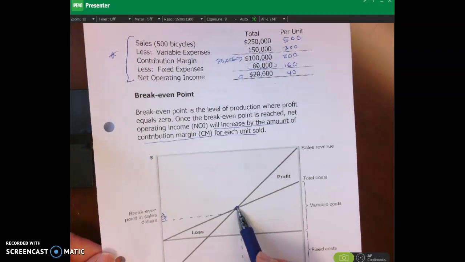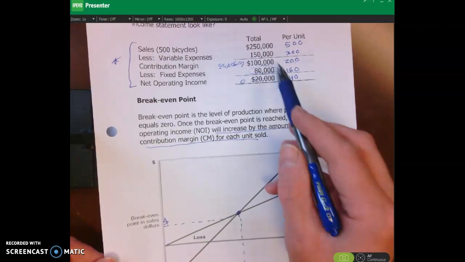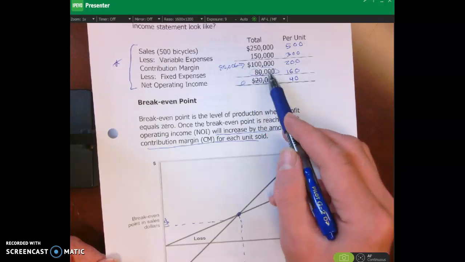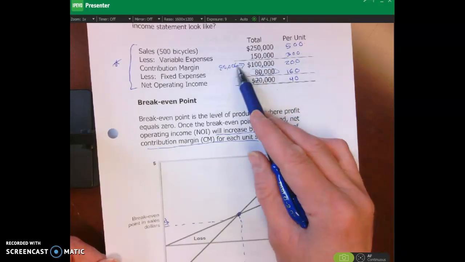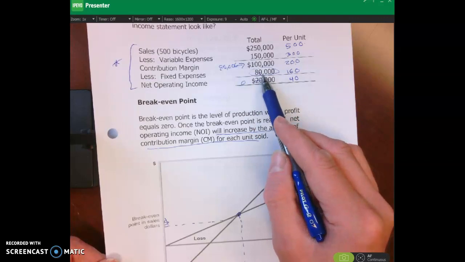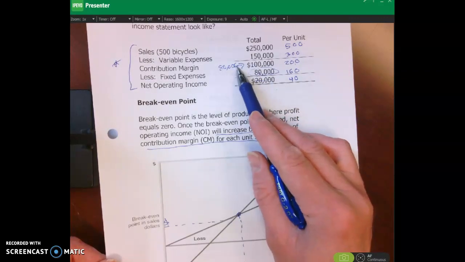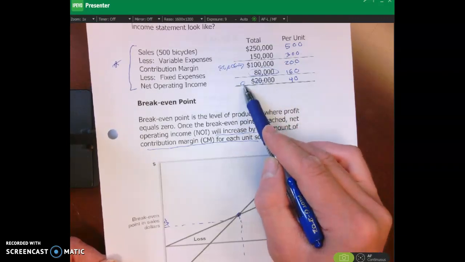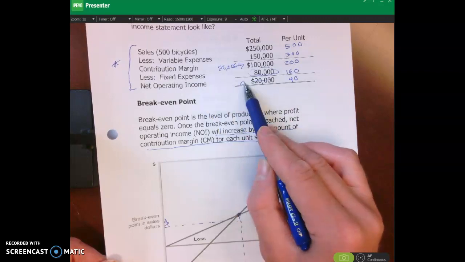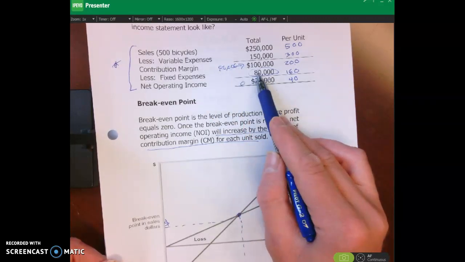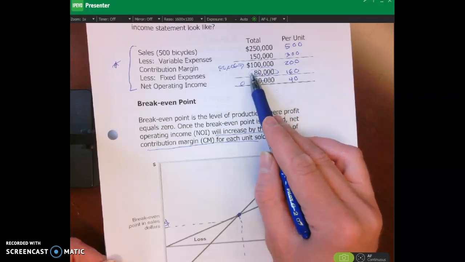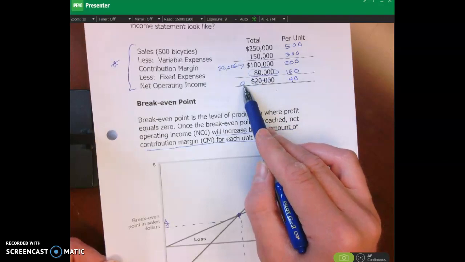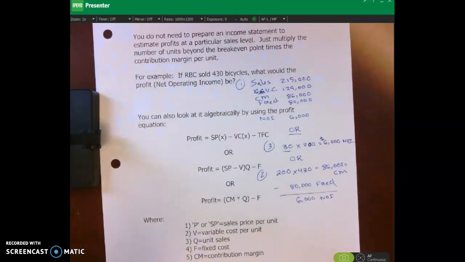Why is this so? Again, because after we have broken even, we have generated enough contribution margin to cover our fixed costs, 80,000. Any additional contribution margin, then this number becomes bigger, this number stays the same, therefore this number, net operating income, becomes bigger. So any contribution margin beyond the break-even point, at break-even we've already covered our fixed costs, that becomes additional net operating income. Okay, that's why this trick works.